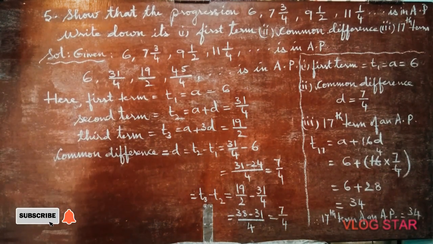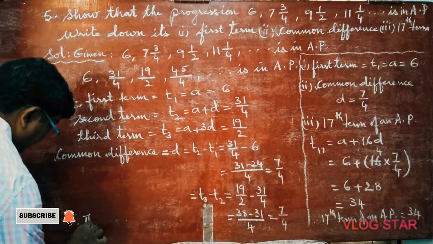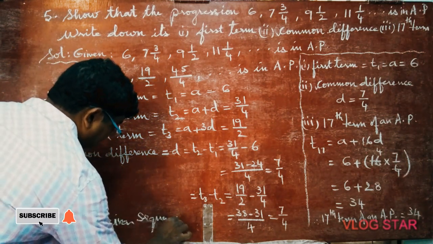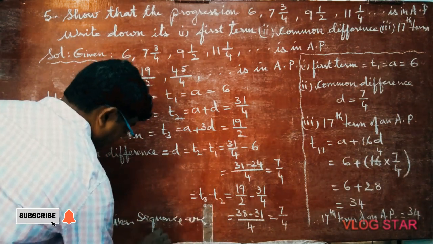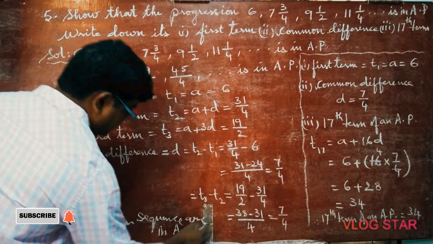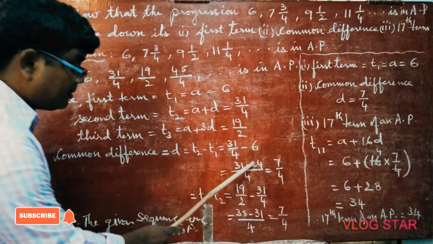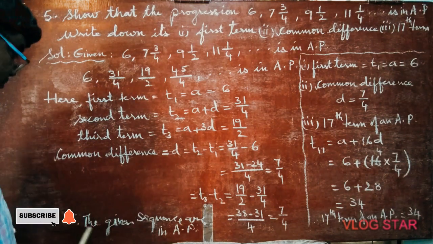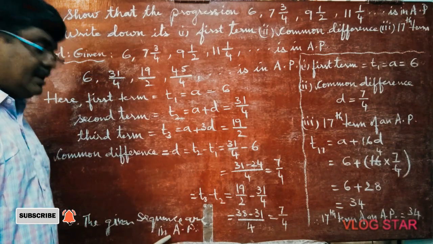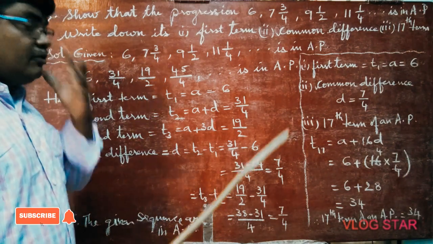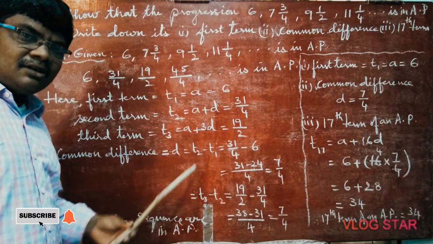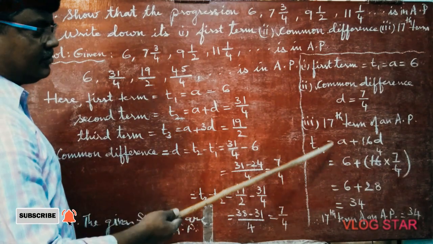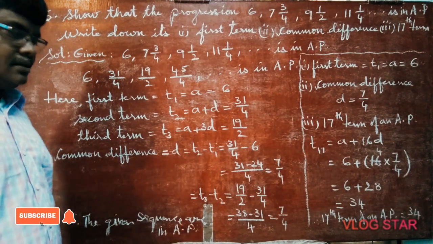When the common difference is the same, what will you write? Therefore, the given sequence is in AP. You have to write this conclusion. After finding the common difference, only then are they confirming whether the sequence is in AP or not. Therefore, the given sequence is in AP. Then only we can proceed for the problem. Otherwise, if the common difference is not coming the same, here we will conclude the problem. We won't get the first term, common difference, 17th term, whatever may be asked.